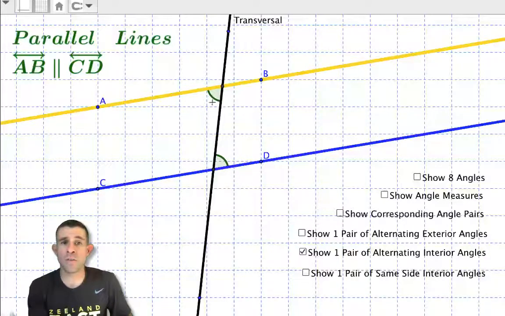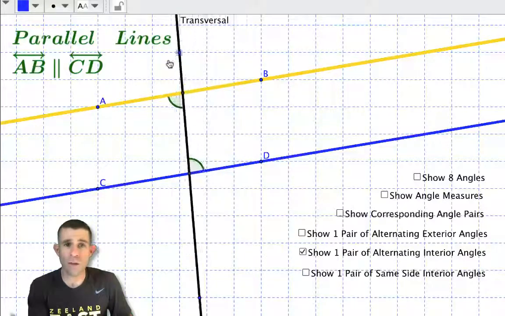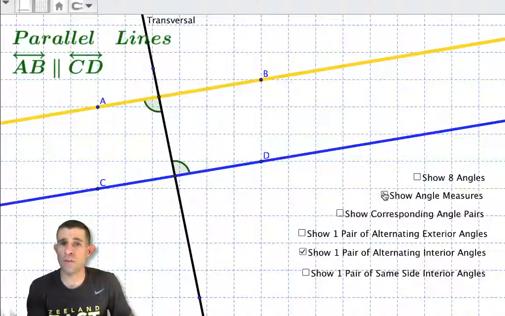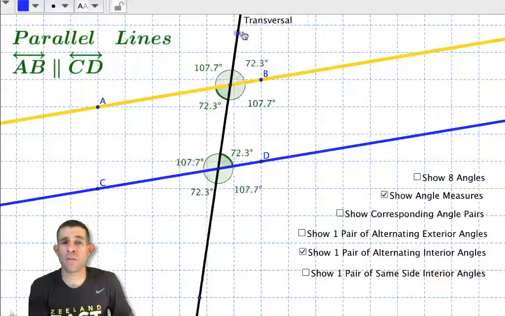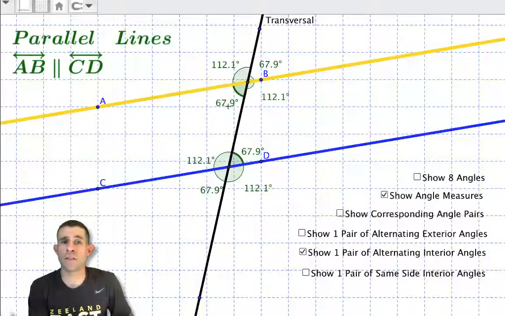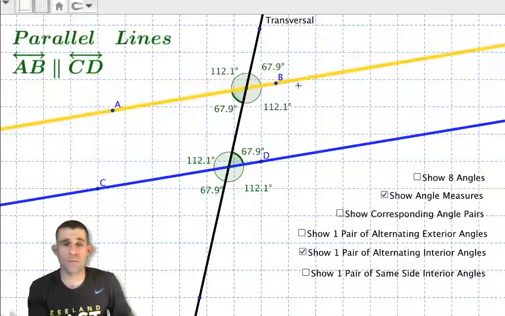So you can see here, here's a pair of alternating interior angles. And again, anywhere I move this transversal, I'll see that those two angles are going to be congruent to each other. When I turn it back on, those highlighted pairs of angles are congruent. As I move this around, you can see that these angles continue to stay congruent to each other.